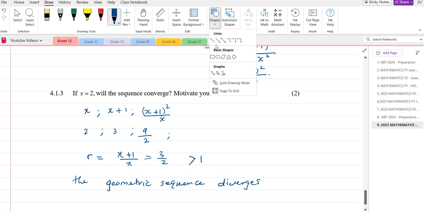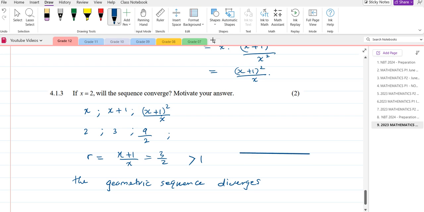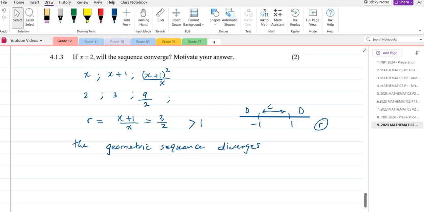So when does it converge? Remember there's a number line, right? So if it's less than -1, it diverges. If your common ratio is greater than 1, it will diverge, and if it's in between -1 and 1, then it will converge, right? So I hope you guys are understanding. Right, let's move on to the next question.